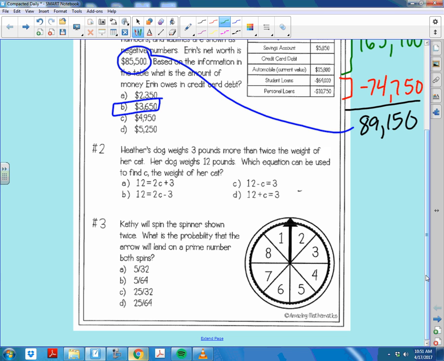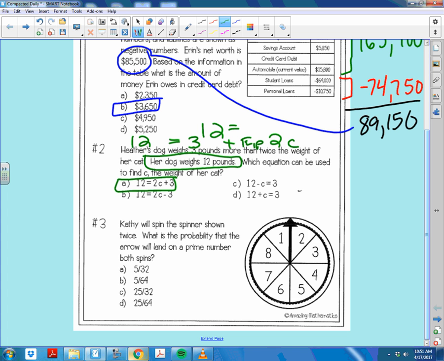Okay, did everyone get that? So her dog weighs 12 pounds, so he went ahead and went with 12 equals right off the bat. And then it says 12 is 3 pounds more than twice the weight. So 12, which is Heather's dog, weighs 3 pounds more than twice the weight of the cat. And then you simply matched it to A. Fantastic. It's an outstanding way to do it. It's a really good way to solve that one.